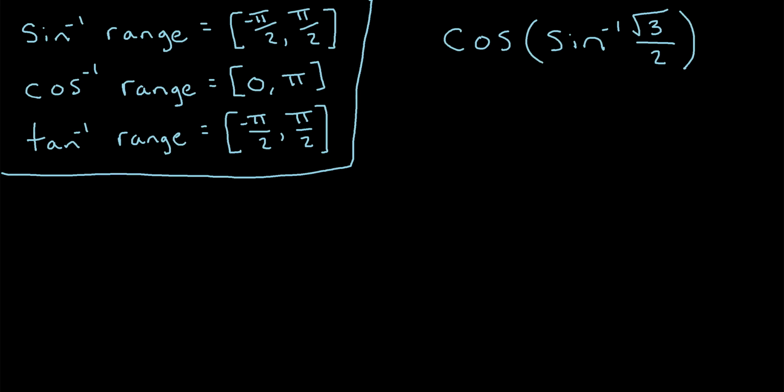In this video, we'll talk about how to evaluate the composition of trigonometric functions. So let's work through some examples. Let's say we want to find the cosine of the inverse sine of square root 3 over 2.